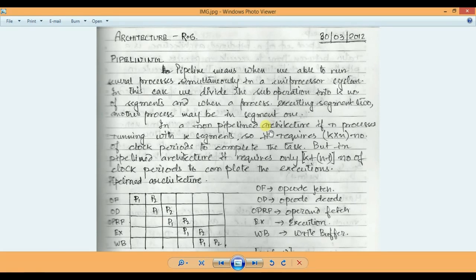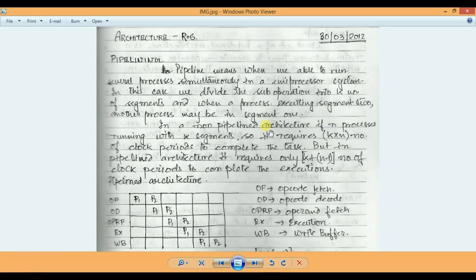If you have done Java, there's something known as threading. If not, don't worry, I shall discuss pipelining here. This pipelining concept is somewhat related to threading. If you know the threading concept, this pipelining becomes easier to understand.